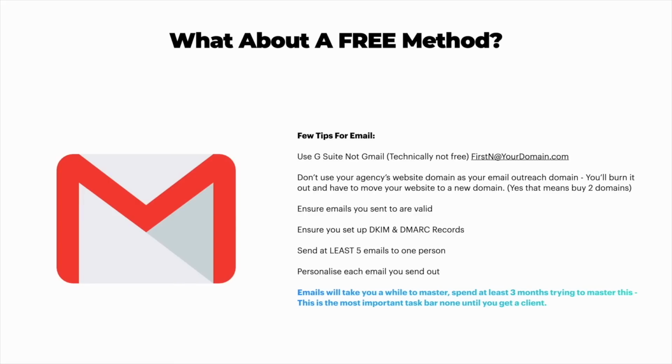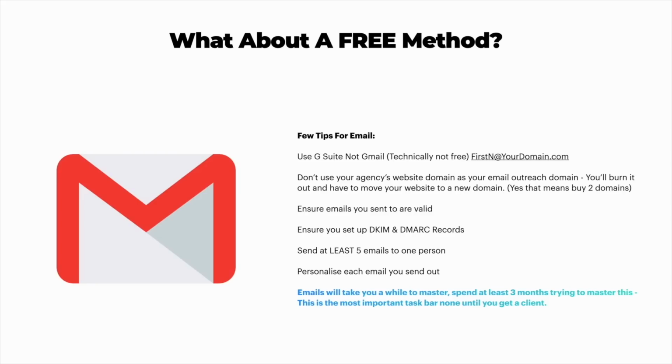You want to make sure you also set up your DKIM and your DMARC records. You want to send at least 5 emails to one person, as in an initial email and then 4 follow-up emails, because it takes at least 5 to 12 touch points to get someone to consider buying, and 5 emails is classed as 5 touch points. And you want to make sure that you personalize each email you send out.